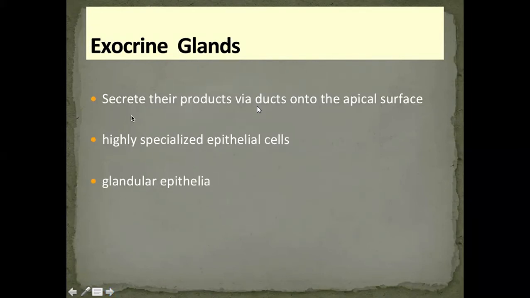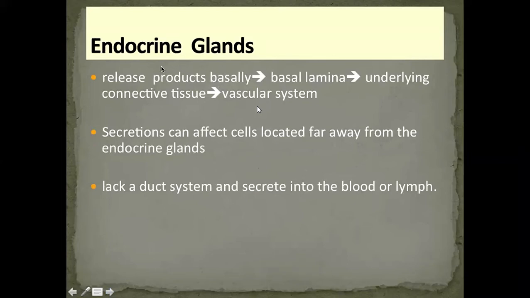So, exocrine, they secrete their products via ducts, or the excretory portion, into the apical surface. So they are lined by highly specialized epithelial cells and made up of glandular epithelia. Okay? How about endocrine? If exocrine may duct sila, ang endocrine walang ducts. So they deliver their secretions through the vascular system. So the secretions can affect cells located far away from the endocrine glands. As I have said, they don't have a duct system and they secrete into the blood or the lymph.